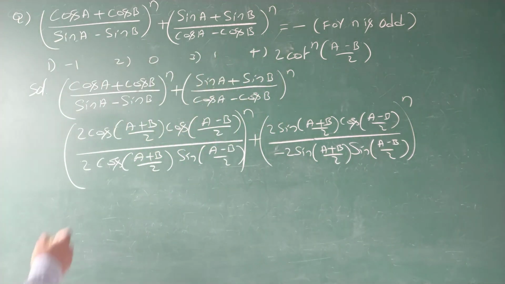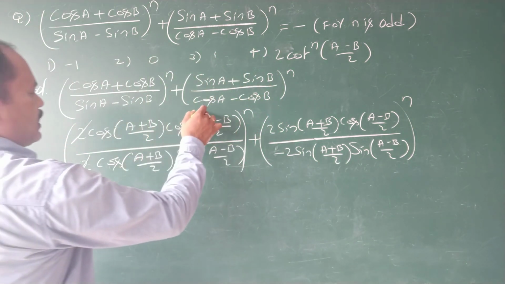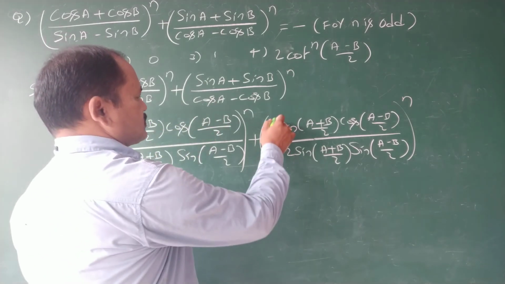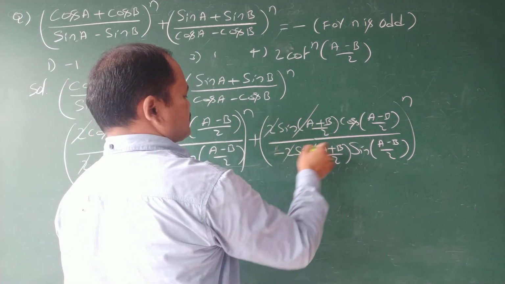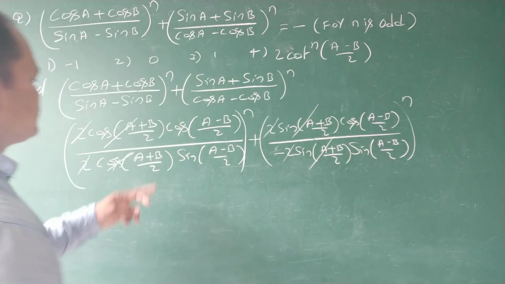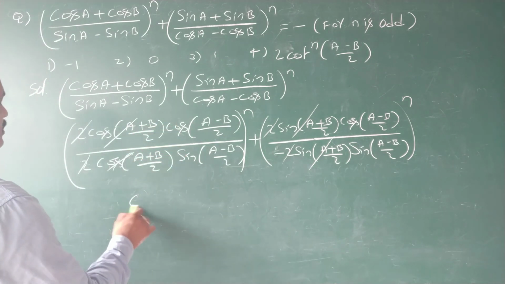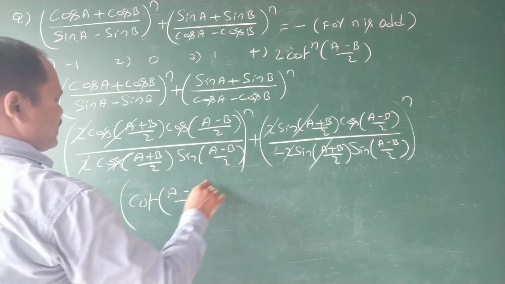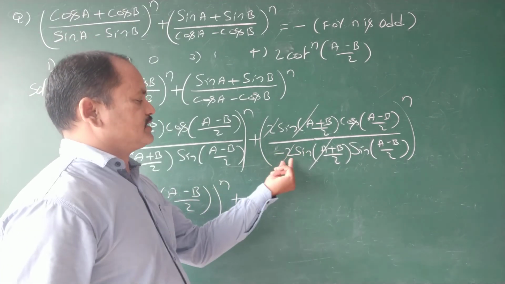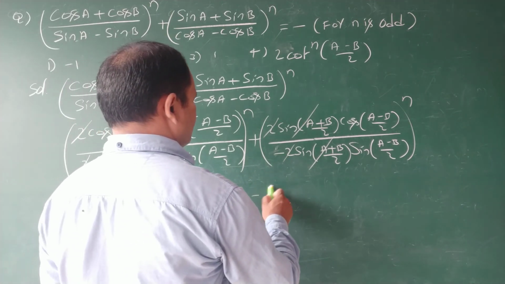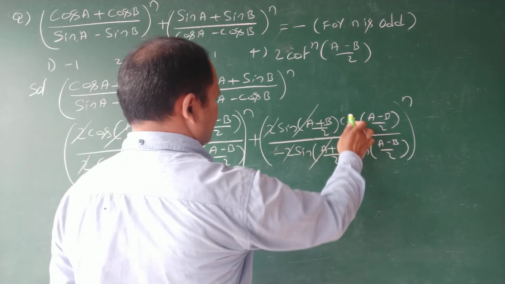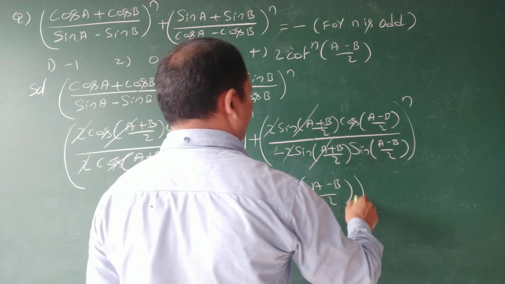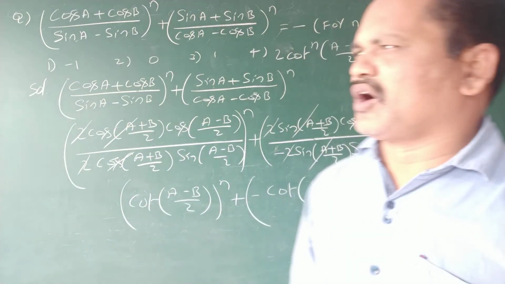That's all. Now observe, here 2 gets cancelled, and cos((a plus b)/2) gets cancelled. Here also 2 gets cancelled, and sin((a plus b)/2) gets cancelled. Now cos by sin is cot((a minus b)/2) power n, plus, here it is minus cos by sin, which is minus cot((a minus b)/2) whole power n, where n is odd.